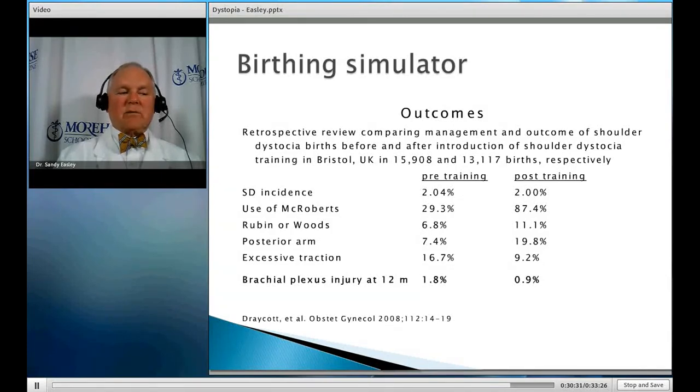As the slide demonstrates, there was a consistent increase in the use of shoulder dystocia maneuvers after the training, while the incidence of shoulder dystocia did not change. This part of the research, I think, substantiates that what was learned in the training was retained over time and utilized. Most importantly, though, there was a 50% decrease in the incidence of brachial plexus injury at 12 months, along with all neonatal injury, fractured clavicles, and 5-minute APGAR scores less than 7.